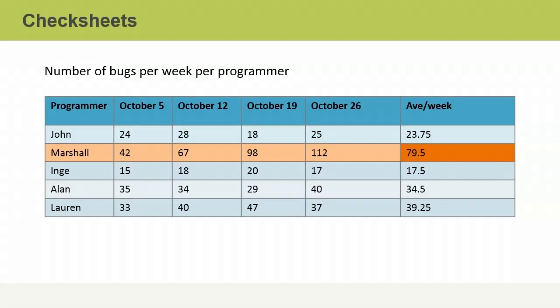Check sheets are used as a tally sheet to gather data. They are typically in the form of a table that organizes data according to product features and performance metrics. Check sheets can be used to spot anomalies and trends.